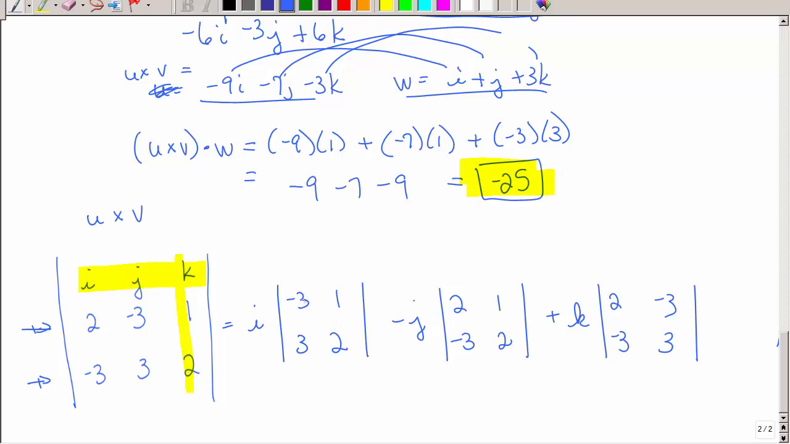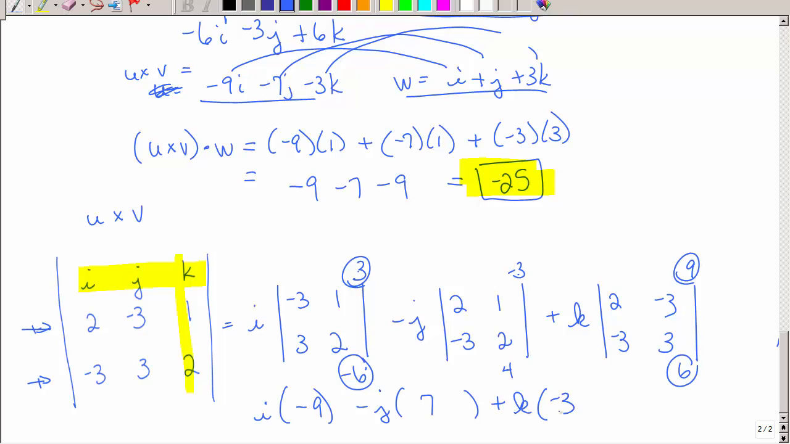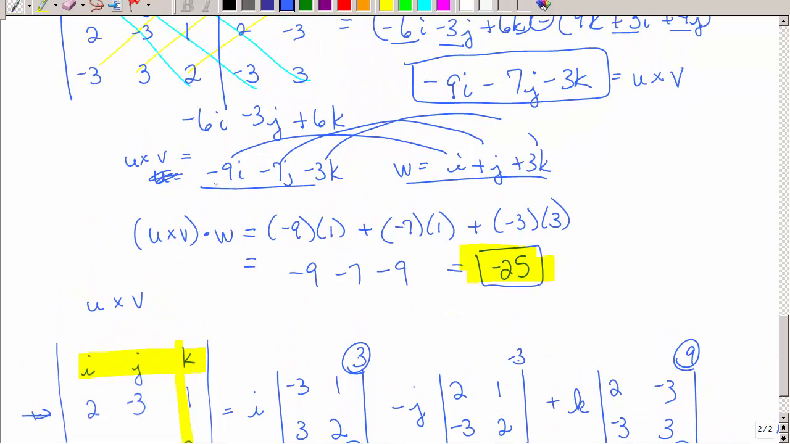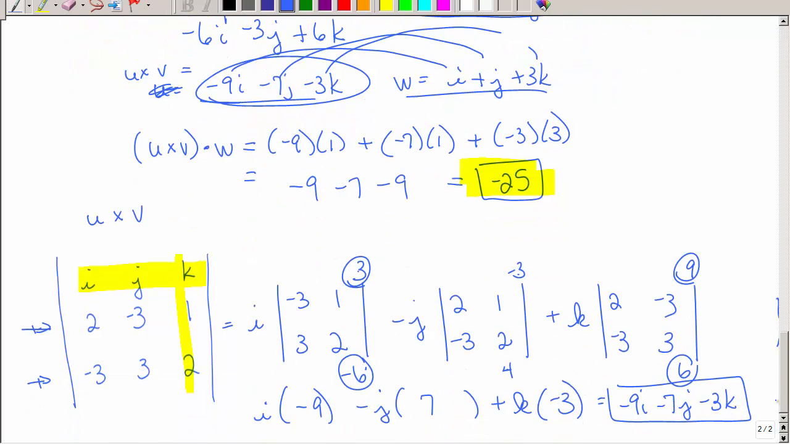So here we go. We want to go down and up, down and up, down and up. So remember, down minus up. -6 minus 3 is -9. Then we have 4 minus a minus 3, that's 7. We have 6 minus 9 is -3. So we would have -9i minus 7j minus 3k. Is that the same that we got before? Yes, it is. It's right there. And so they do match. Again, pick the method that you like and that you are good at.